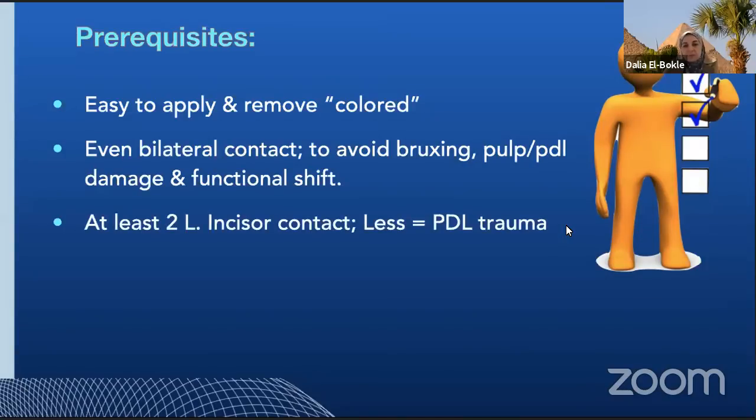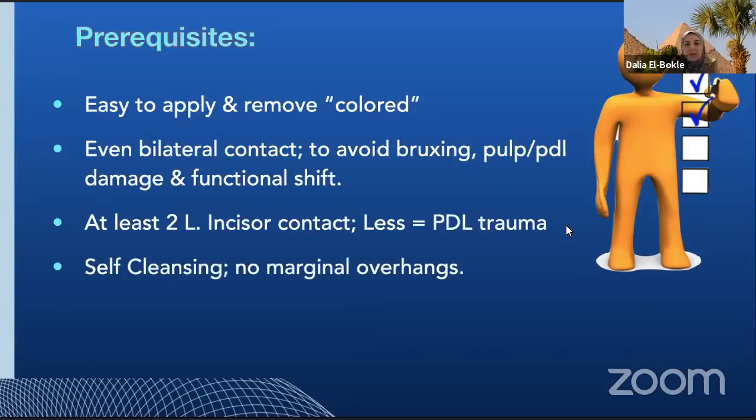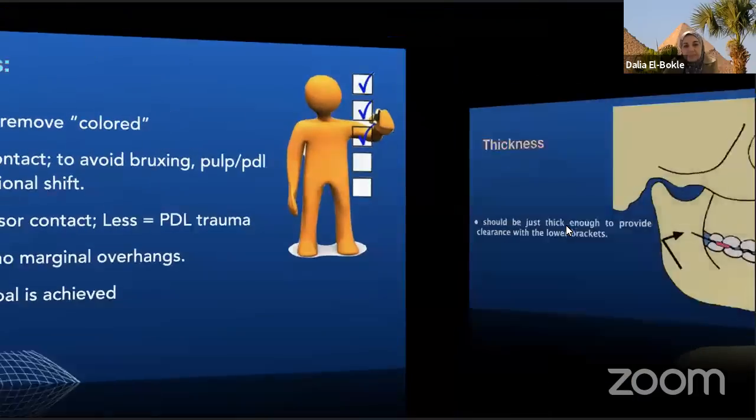Like I mentioned earlier in the presentation, we need to apply the bite turbos on at least 2 lower incisors, 3 even better, in order to avoid periodontal trauma to the weak lower incisors. Bite turbos should hopefully be made to be self-cleansing without any marginal overhangs, to allow their cleaning. And they should be removed once the goal is achieved.